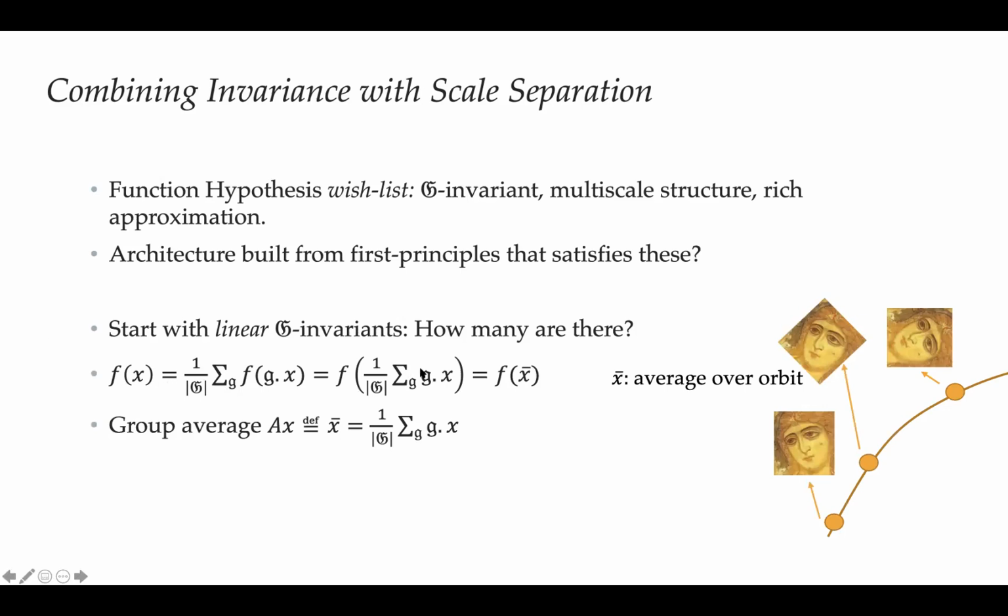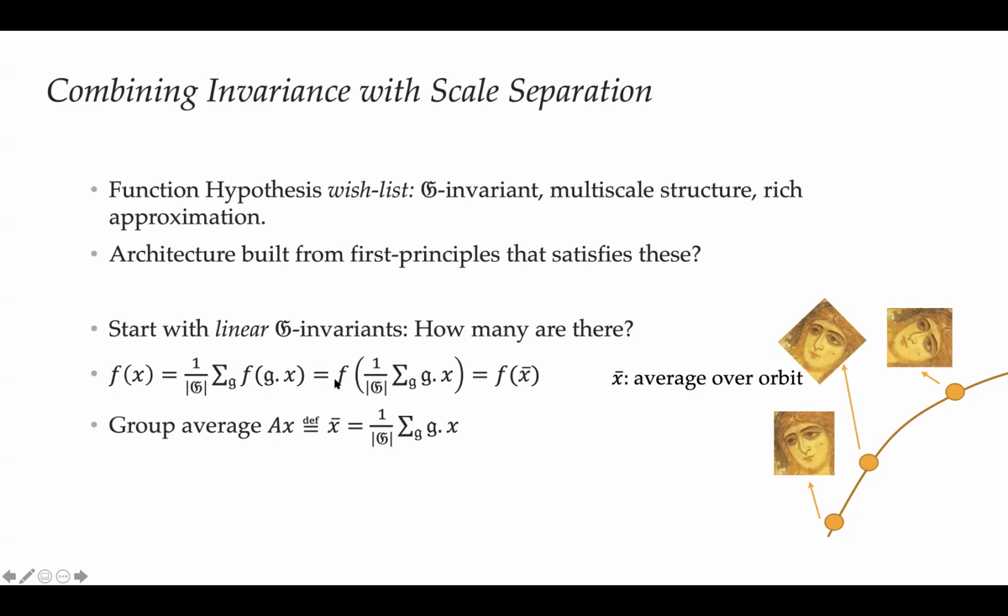It's like a one-line argument: if I have a function f that is both linear and G-invariant, the first equality uses the G-invariance. So f of x is equal to the average of f over the orbit, just because it's invariant. And because the function is linear, I have the second equality, because I can put f outside.